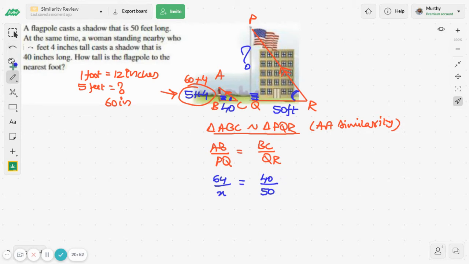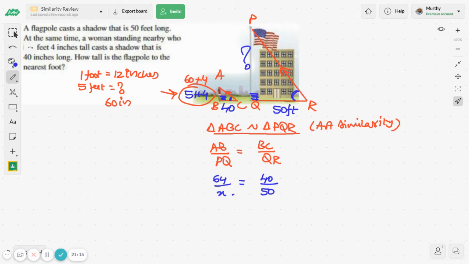Because in the first triangle, the height of the woman is 64 inches and her shadow is 40 inches, so in that triangle both the units are the same. And in the second triangle, the length of the shadow is 50 feet, and whatever answer we get is going to be in feet. So we need not bother about that.